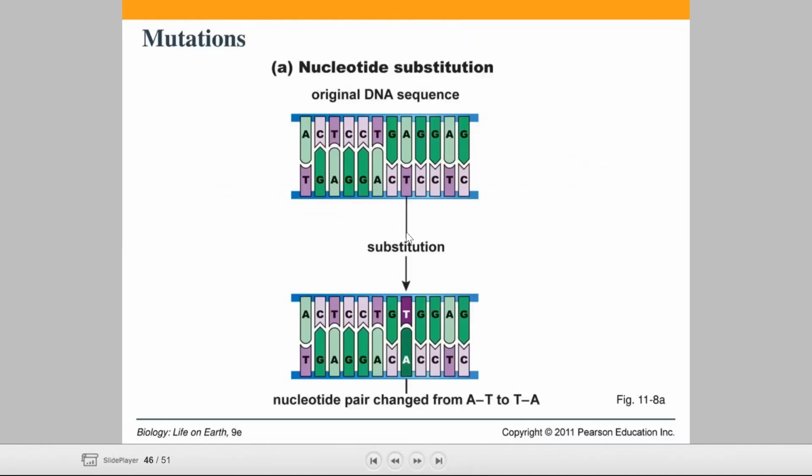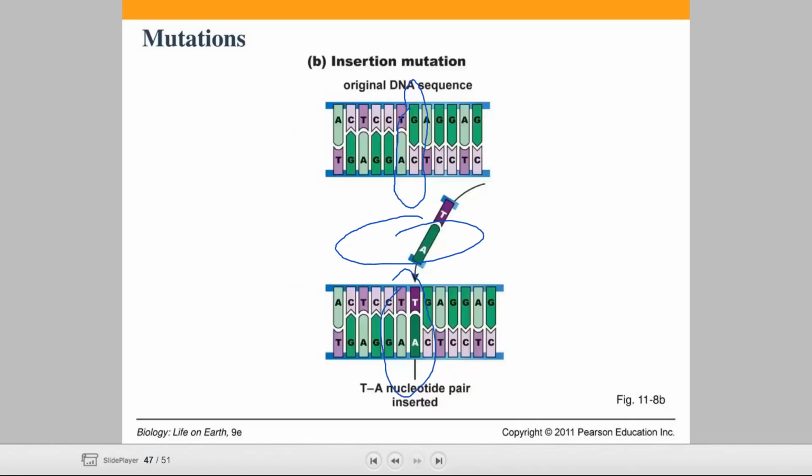Now, in pictures, this is like this. Nucleotide pair changes from AT to TA. This is called a substitution. And then next one, insertion. The original DNA sequence has 12 pairs of letters. Now it became 13 pairs of letters because one extra is now inserted, the TA nucleotide pair. This is called insertion mutation.